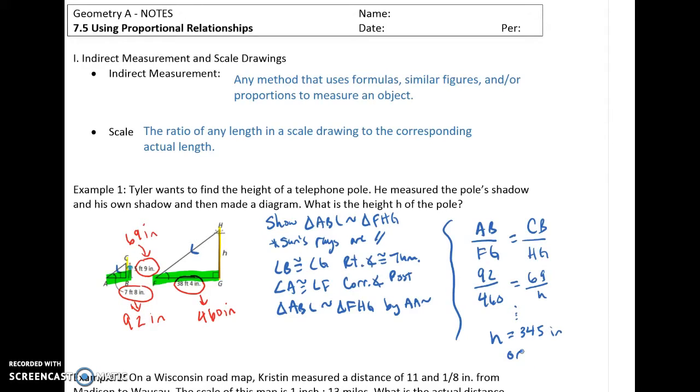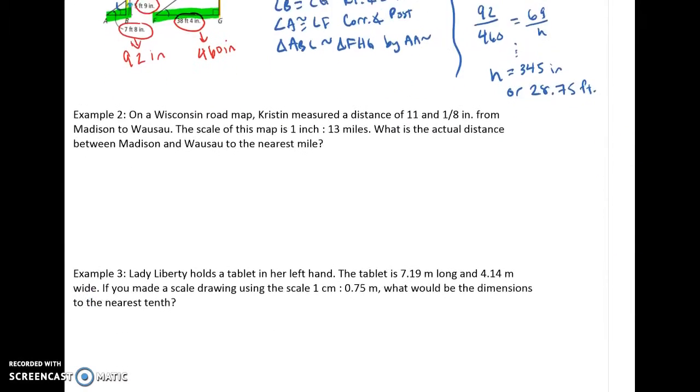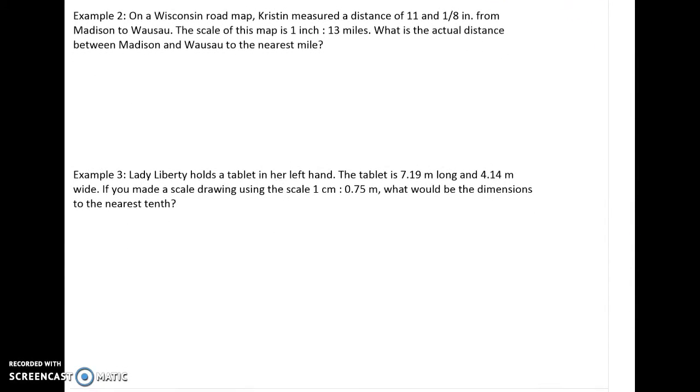Oops. So here we go. It would be 28.75 feet if you converted, right? And you convert by dividing by 12. Okay, next, example 2. You can go ahead and read that.